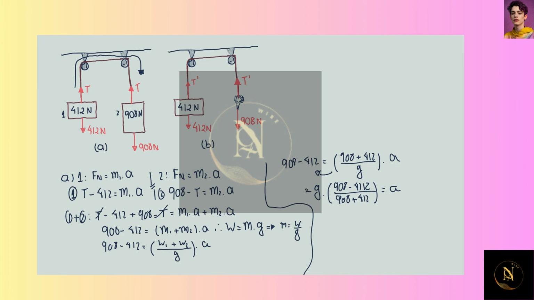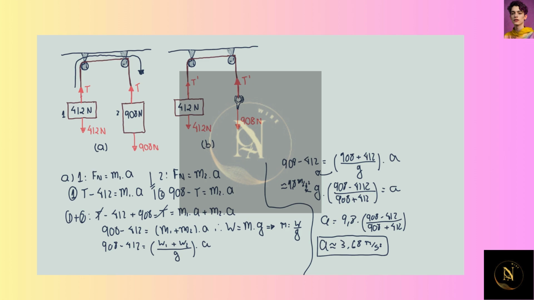Remember that g is approximately 9.8 meters per second squared. Then a equals 9.8 times (908 minus 412) divided by (908 plus 412). This results in an acceleration of approximately 3.68 meters per second squared. So this is the acceleration of the system in the first situation and the answer for the first item.